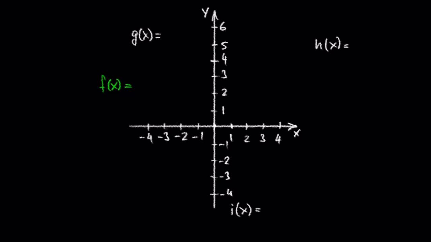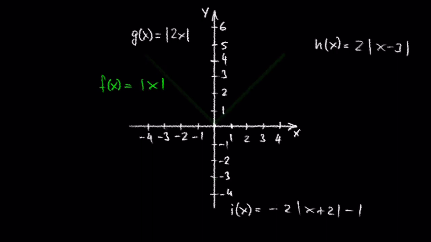Let's sketch the transformations. G of x equals the absolute value of 2x. H of x equals 2 times the absolute value of x minus 3. And I of x equals negative 2 times the absolute value of x plus 2 minus 1 of the standard absolute value function f of x equals the absolute value of x.